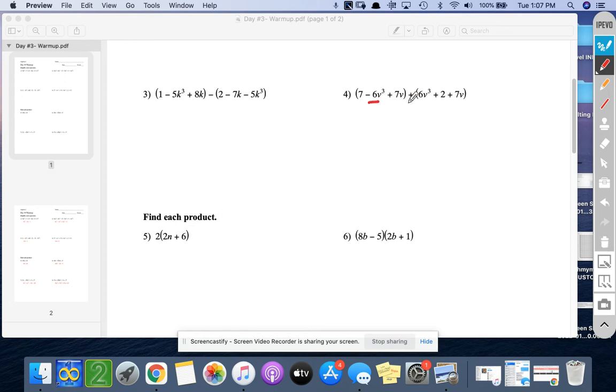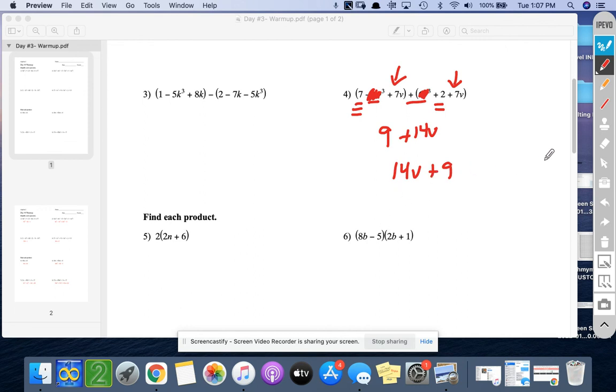So negative 6 plus 6 is 0 v cubed. So I don't have any v cubed anymore. So I can cross them out so you don't have to look at them. I have 7 plus 2 is 9. And I have 7v plus 7v, so 14v. And when I rewrite it in standard form, there is my answer. So 14v plus 9, and that's my standard form.